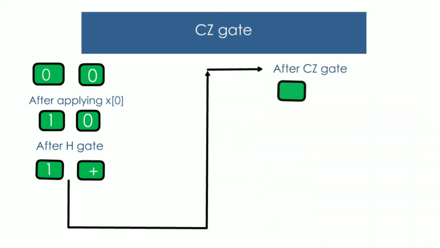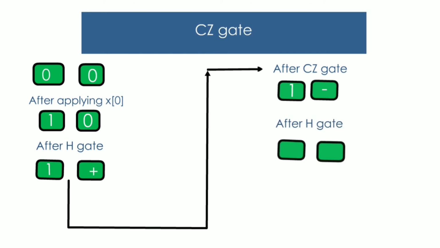And then we applied the CZ gate. Since the control gate here is 1, the target gate will flip, so the positive will change to negative. Then we applied H gate to the first qubit. After applying H gate, the negative will change to 1. Therefore we got the output as 1 1.